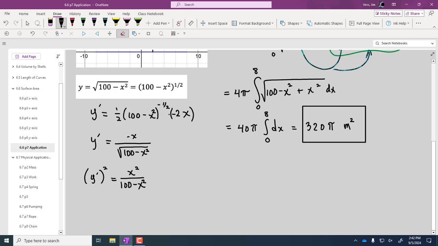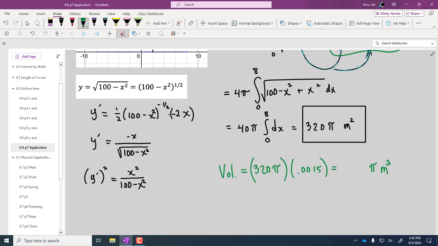So that's the calculus part of the problem. And then if we want the volume of paint, the volume of paint is just this multiplied by the 0.0015. Whatever that gives us, this volume will then be meters cubed. So if we multiply those two numbers together, we'll get something that sits in front of the pi.